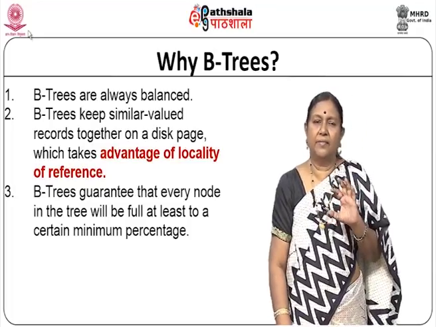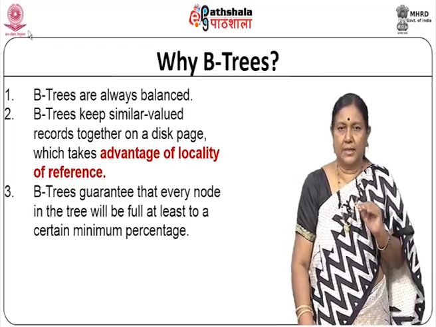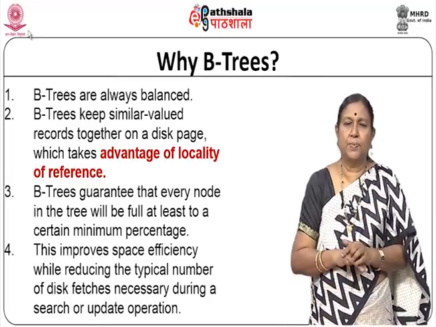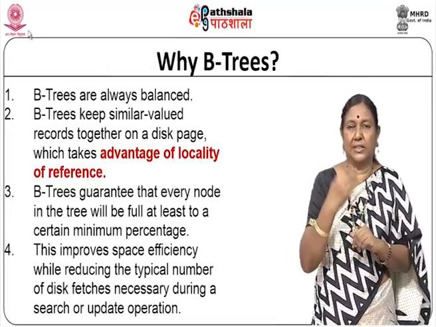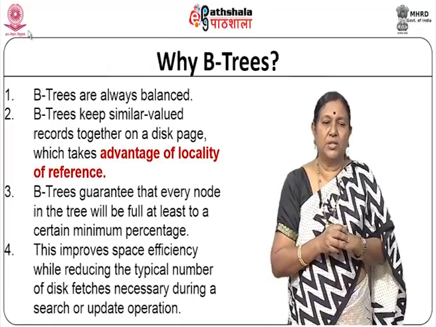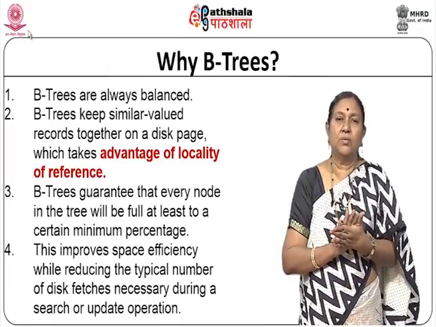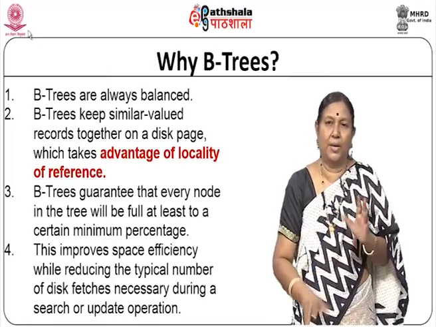B trees guarantee that every node in a tree will be full at least to a certain minimum percentage, and this improves space efficiency by reducing the typical number of disk fetches, which is the major idea for which they use B trees, in order to reduce the number of disk fetches necessary for any search or update operation.